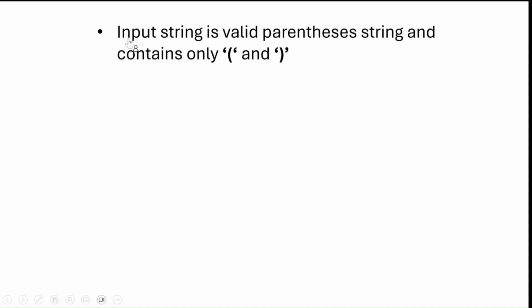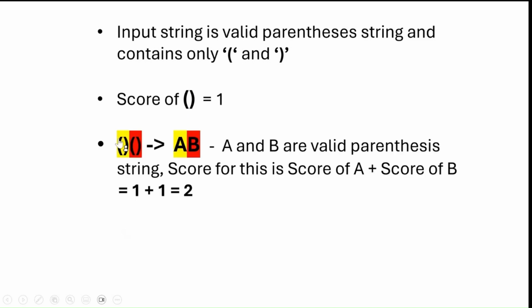As mentioned in the problem statement, the input string is a valid parenthesis string. So we don't need to worry about whether the string is valid or not. And it contains only opening and closing round brackets. To calculate the score for this input string, we need to keep three rules in mind. First rule is the score for empty parenthesis, or a pair of parentheses which does not have anything between them, is 1.